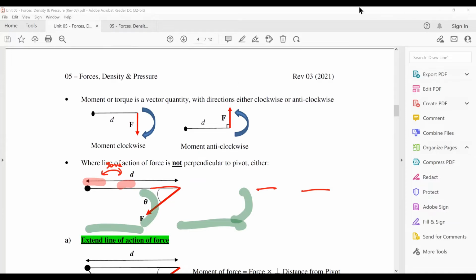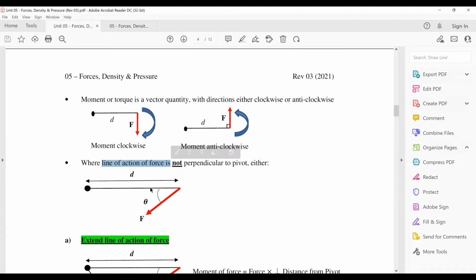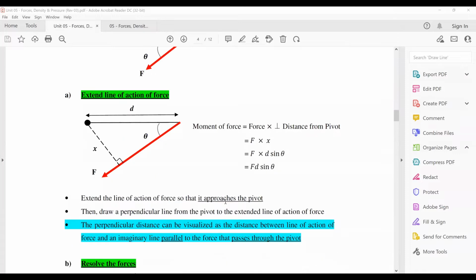Okay, there will also be cases where you try to find the moment of a force, but the diagram isn't as straightforward. It could be that the line of action of the force is not perpendicular to the pivot, like what you see here. What you see here is the same beam or same bar, but the force is no longer acting straight like this. Instead, it acts at an angle. So when you want to find the moment caused by this force right now, there are actually two ways in which you can do this.